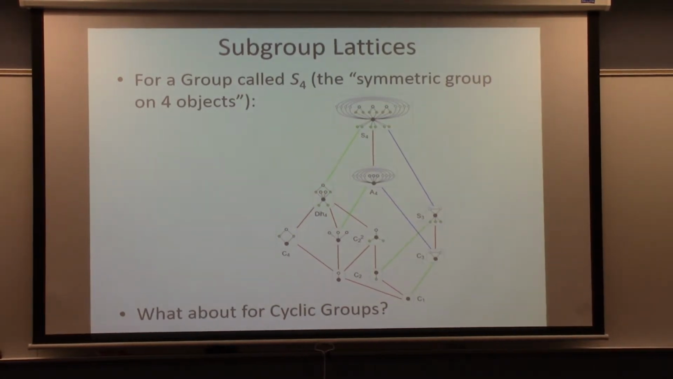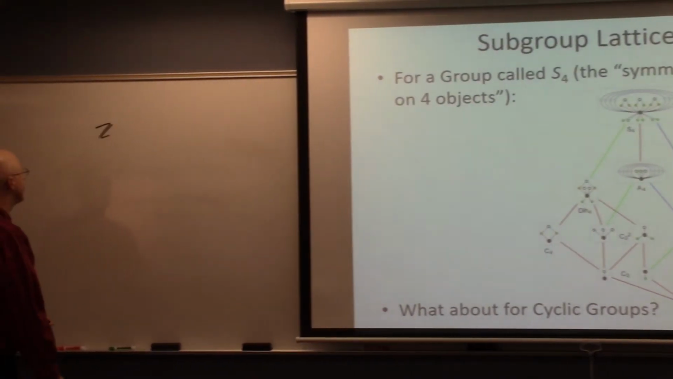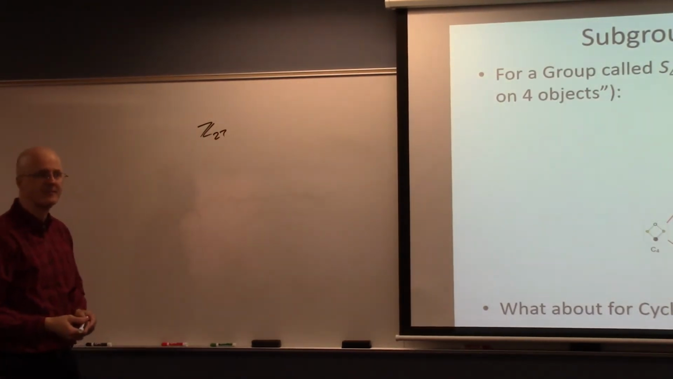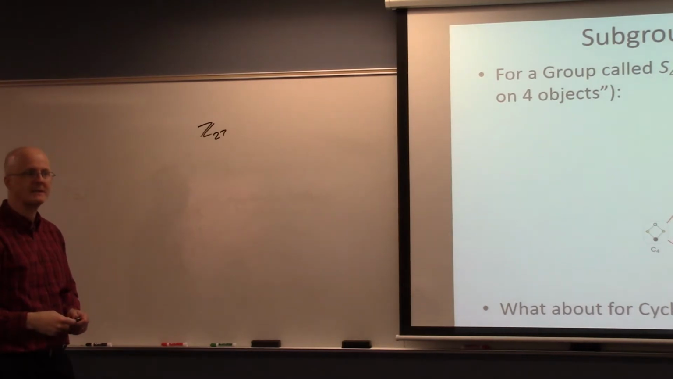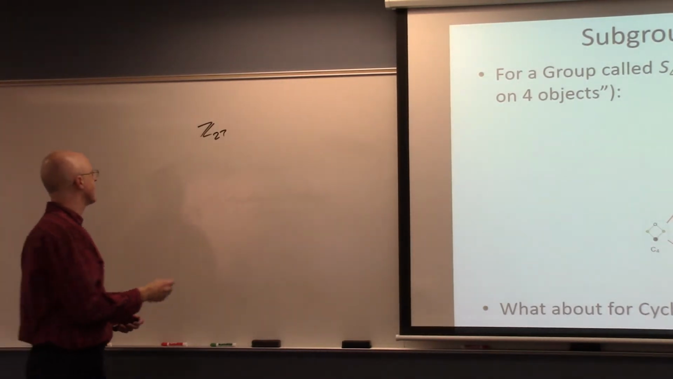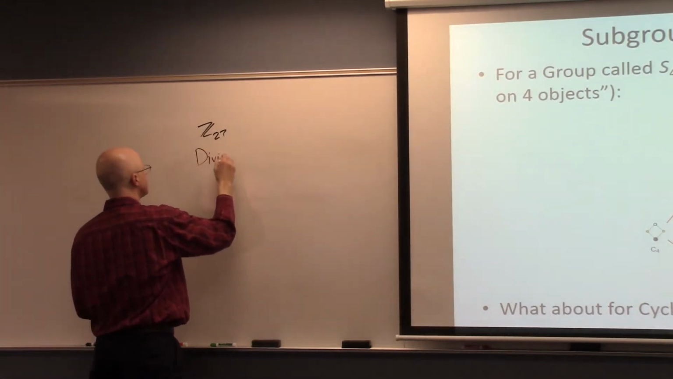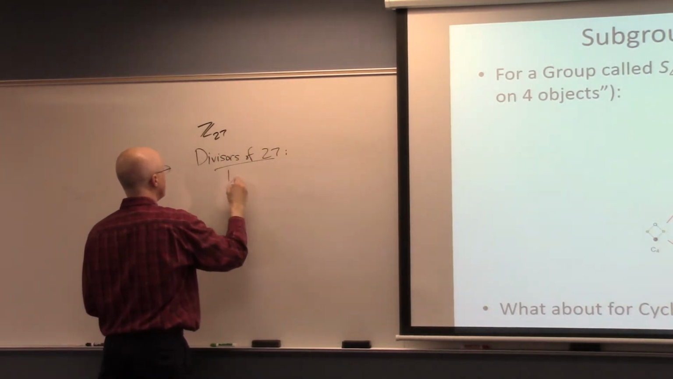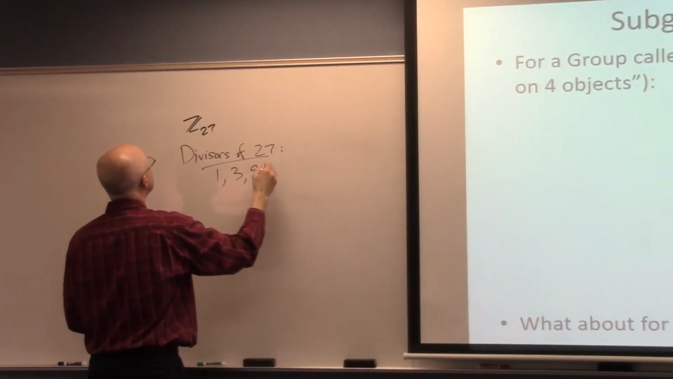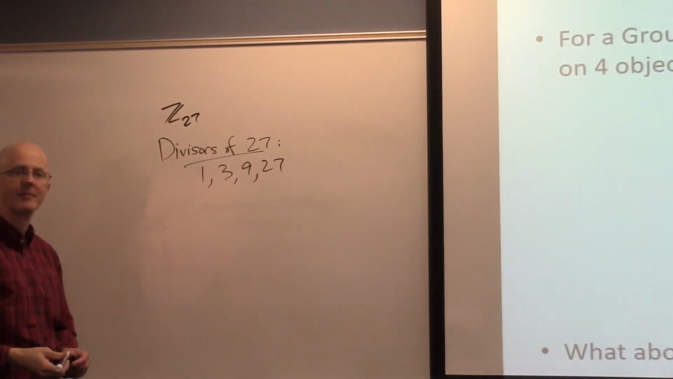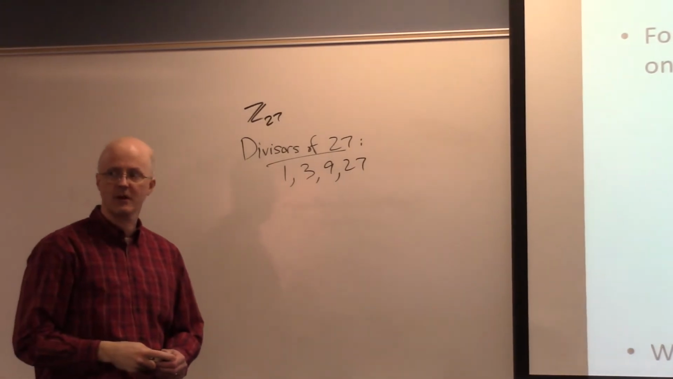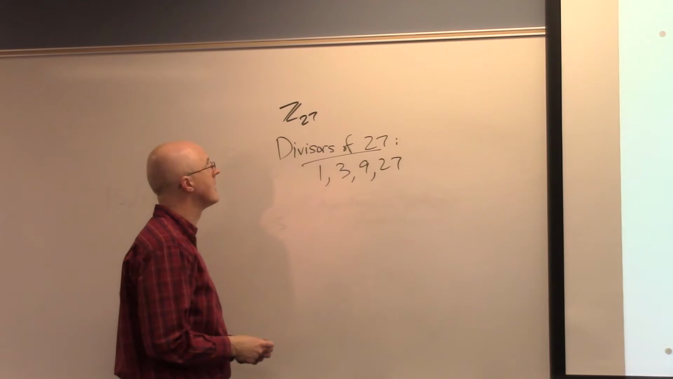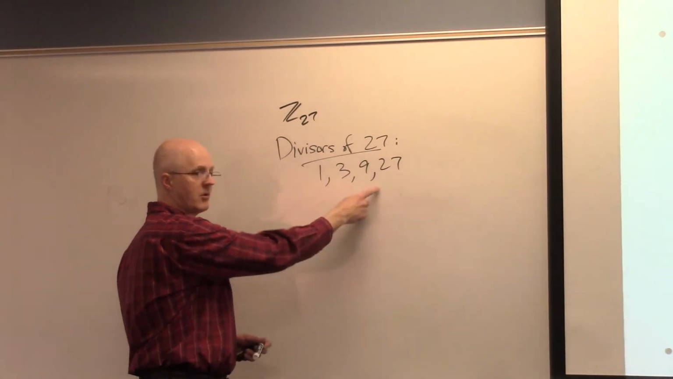Let's do it for Z this time. Take Z to be, for example, say, Z27, the cyclic group of order 27. What are its divisors? Divisors of 27 would be 1, 3, 9, and 27. By the fundamental theorem for cyclic groups, you've got exactly one subgroup of this cyclic group of each of these orders.